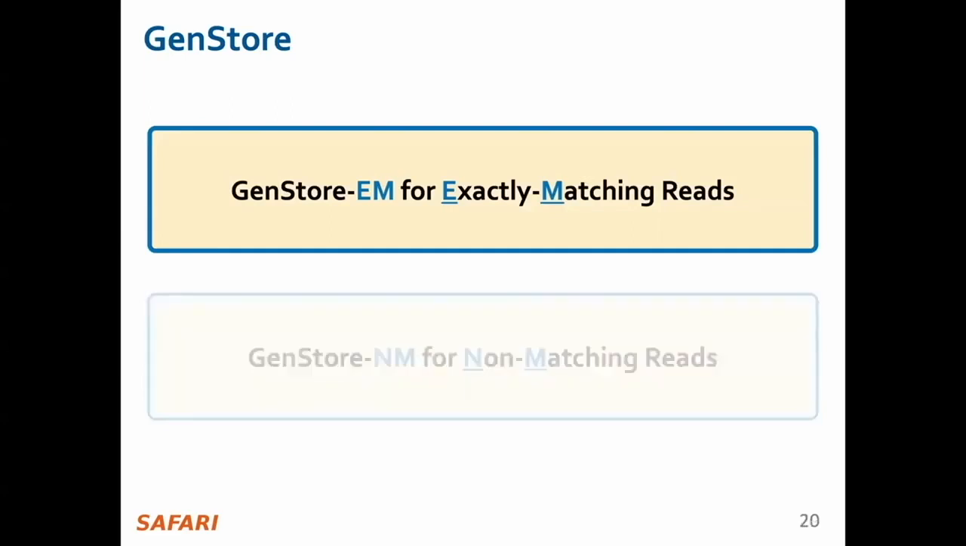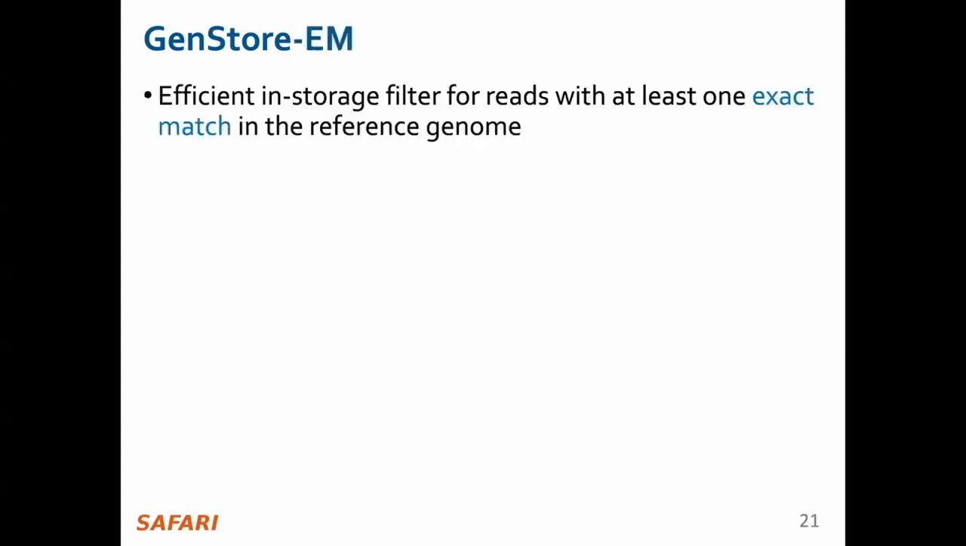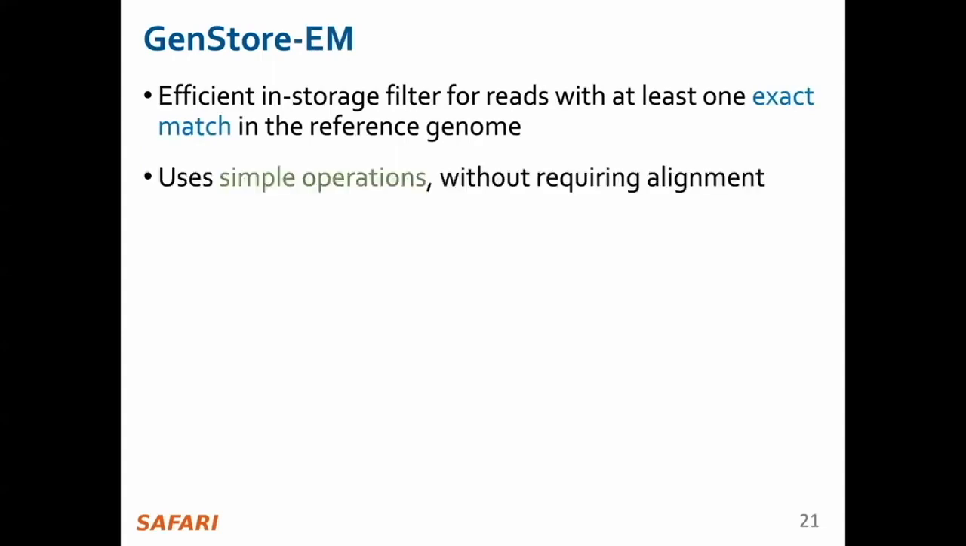So let's take a closer look at GenStore-EM. GenStore-EM accelerates read mapping by using an efficient in-storage filter to filter reads that have at least one exactly matching location in the reference genome via only simple operations, without requiring expensive alignment.